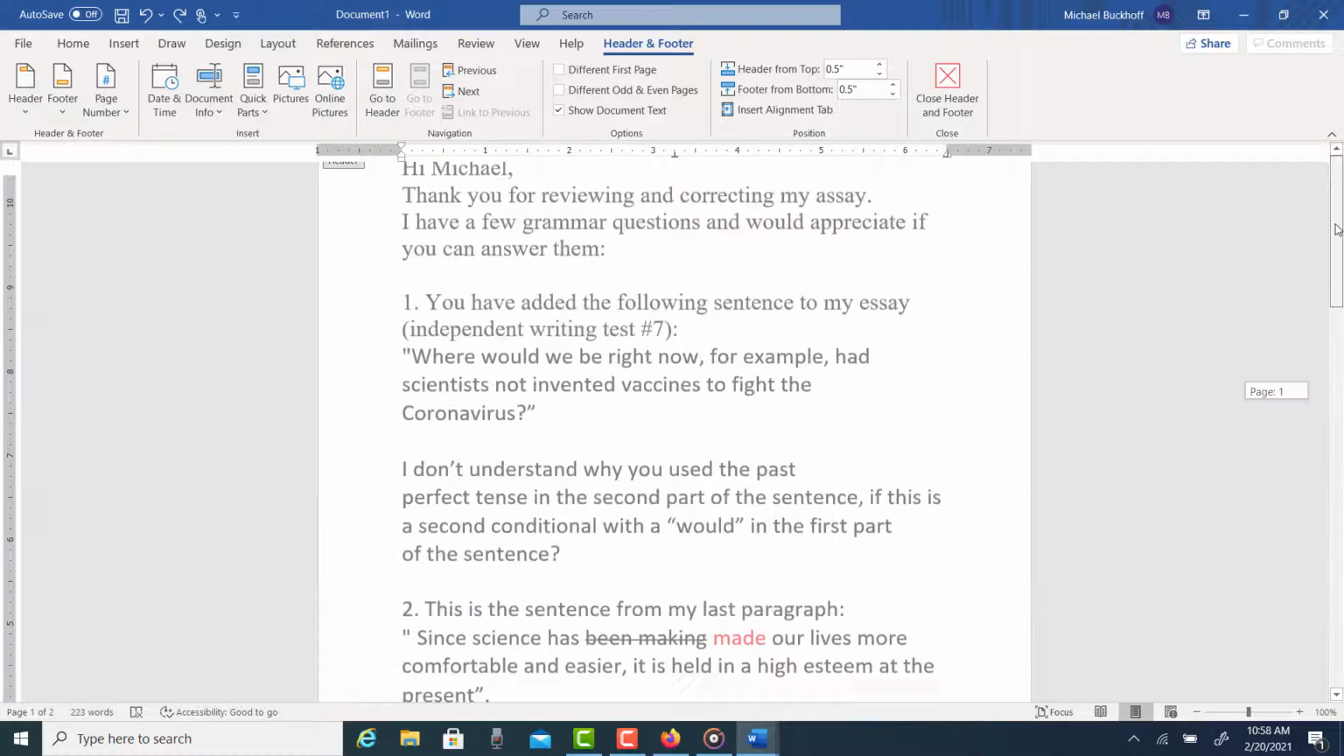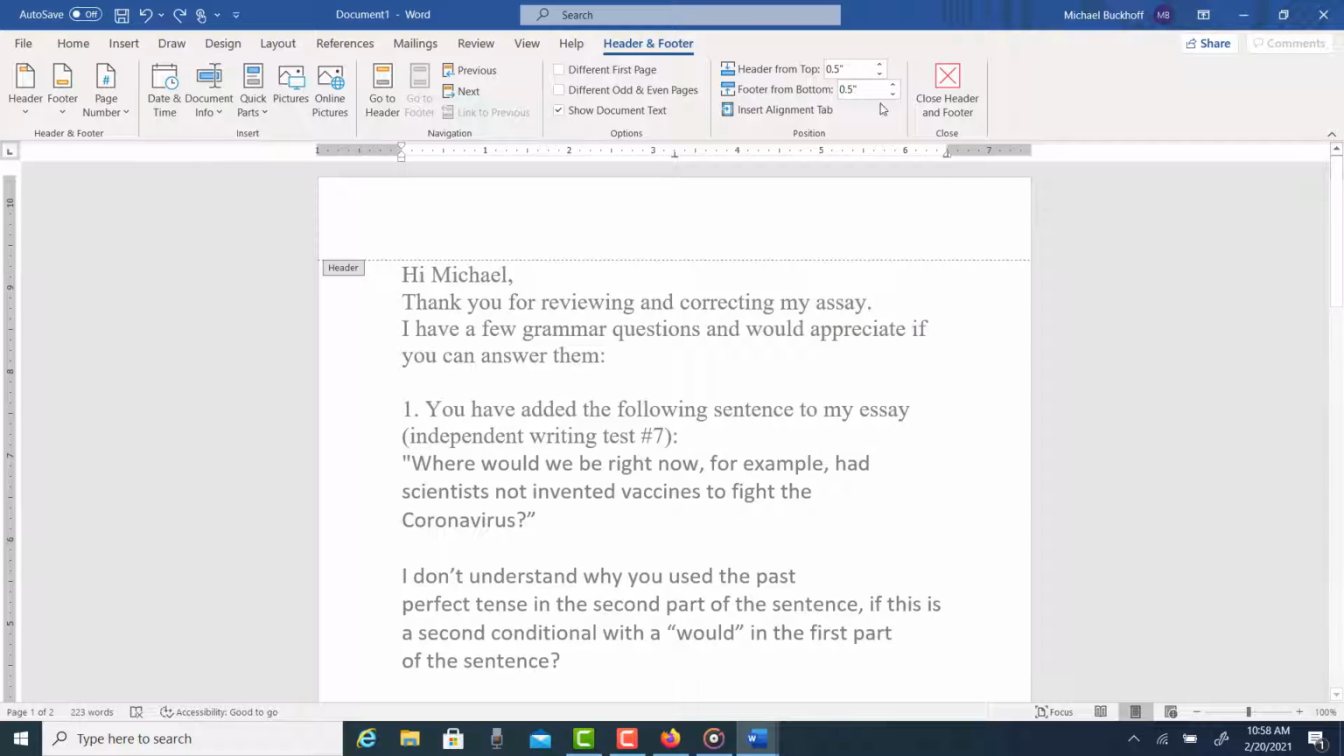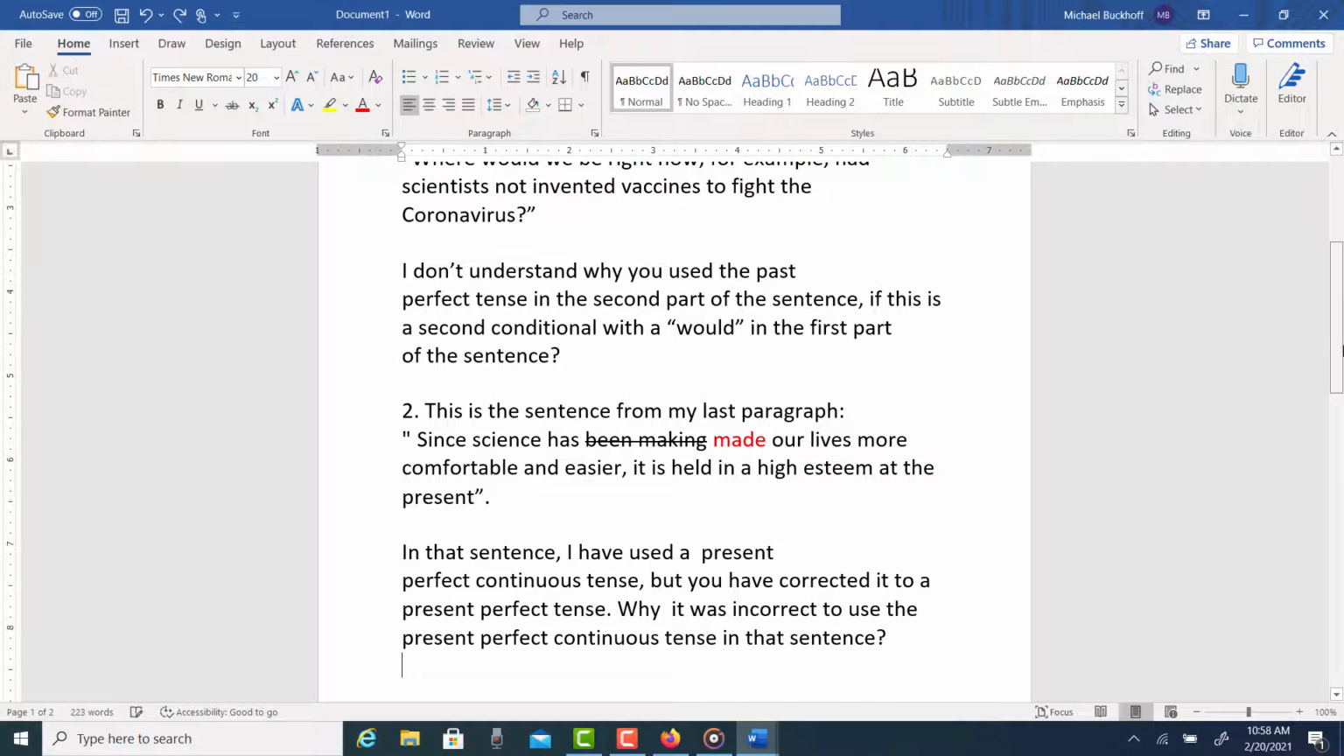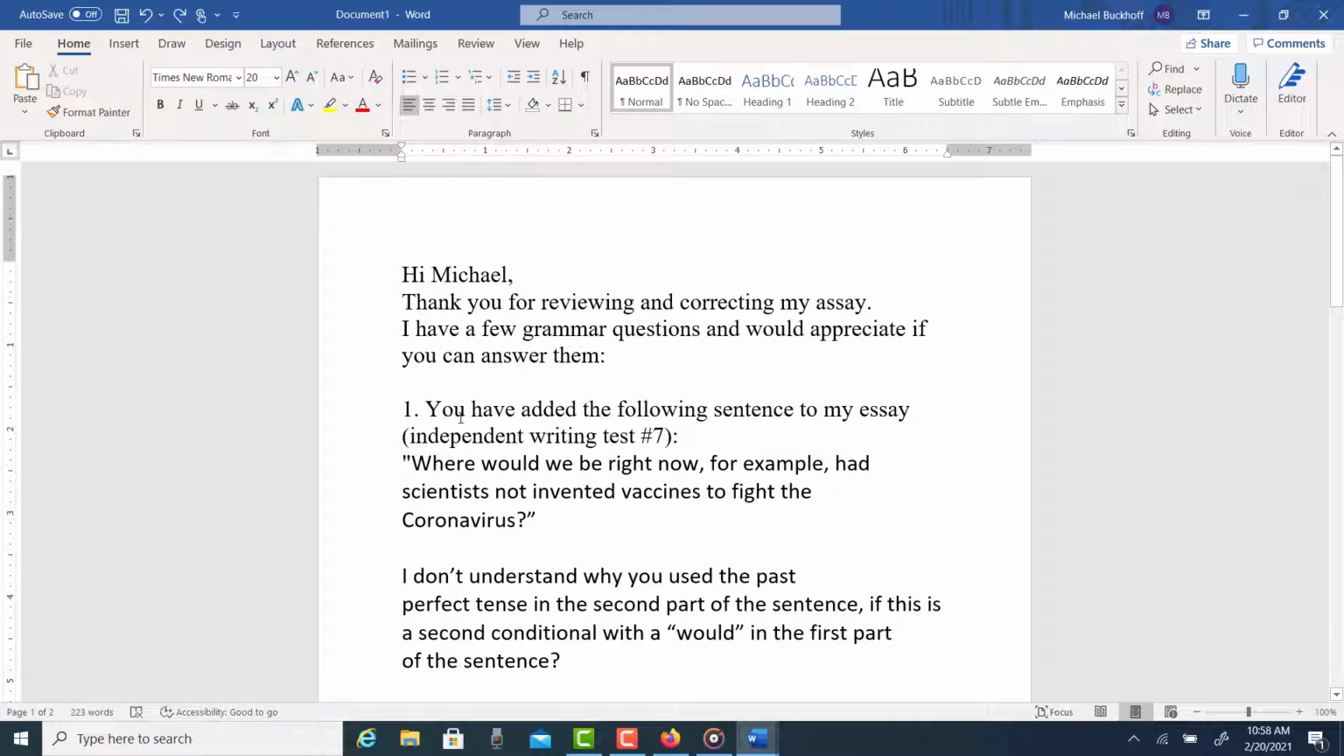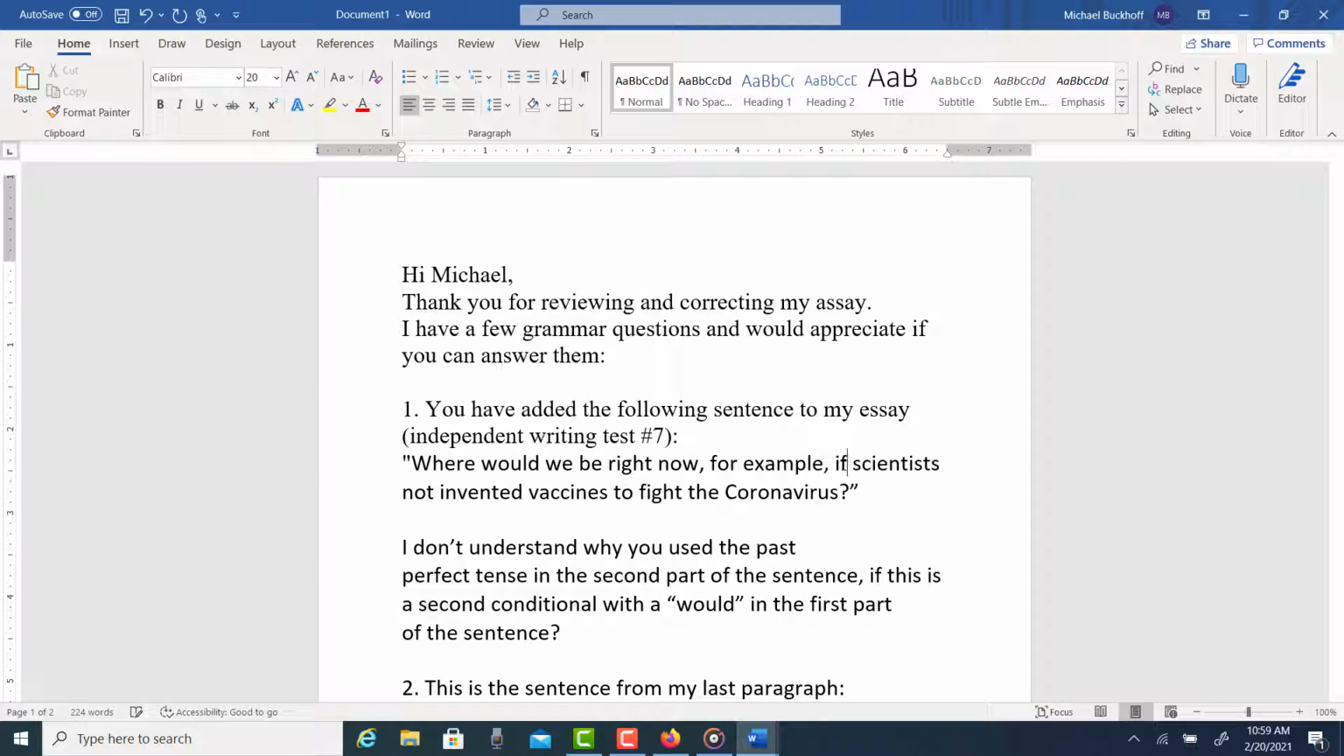Okay, here we go. You say, thank you for reviewing and correcting my essay. You have added the following sentence to my essay: Where would we be right now, for example, had scientists not invented vaccines to fight the coronavirus? So, this is an if statement. It's an if conditional clause. If scientists had not invented vaccines to fight the coronavirus.